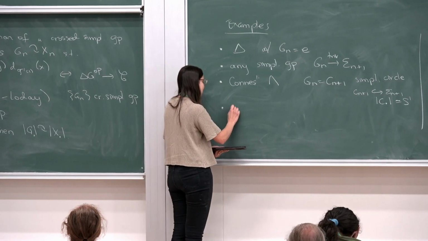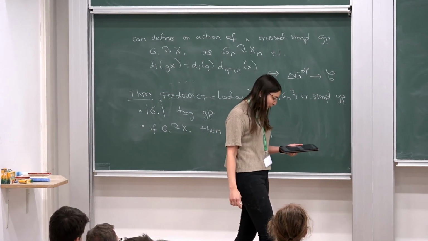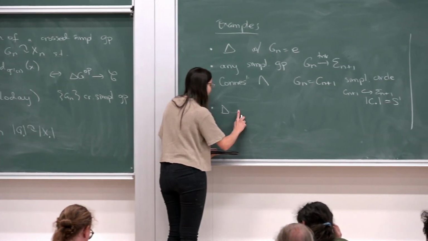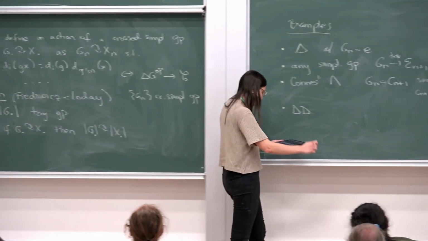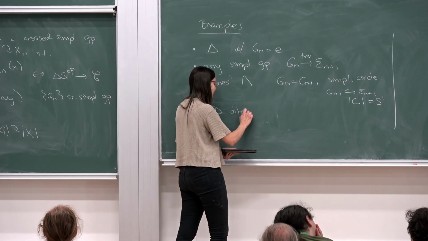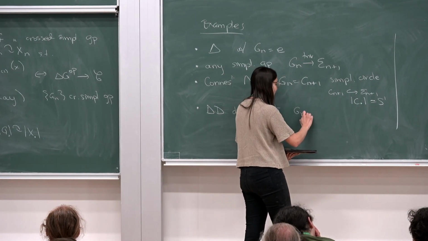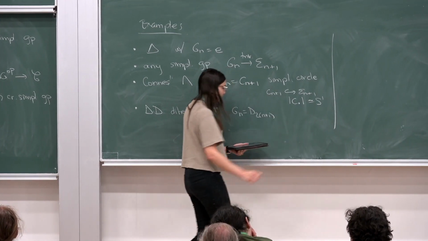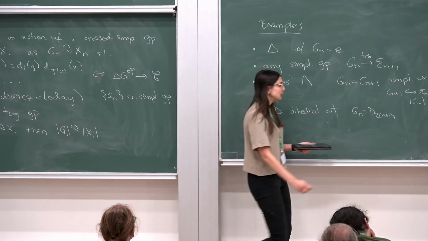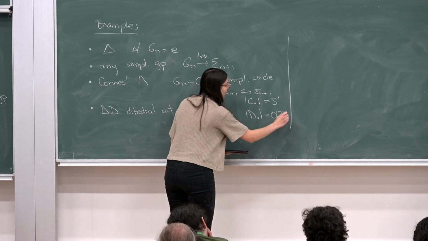Okay, so another example that will be important is the symmetric, sorry, let me do next the dihedral. So this was the cyclic category. Next we have the dihedral category. Here G_n is going to be a dihedral group, D_{2(n+1)}. And the realization of this is going to be O(2).